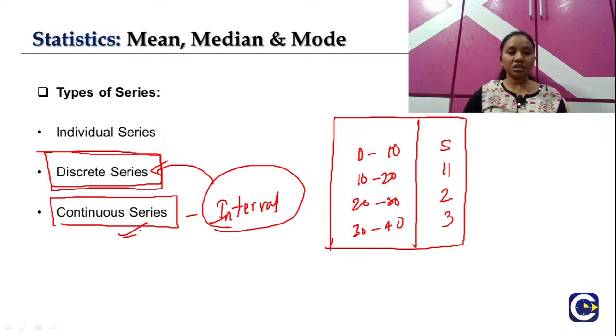Now our total aim here is how to find the mean, median as well as mode for all these respective series. For the individual series, how are we going to find them, for the discrete series, and for the continuous series, how are we going to find the mean, median and mode? Right, so let's start with the mean, followed by the median and the mode.